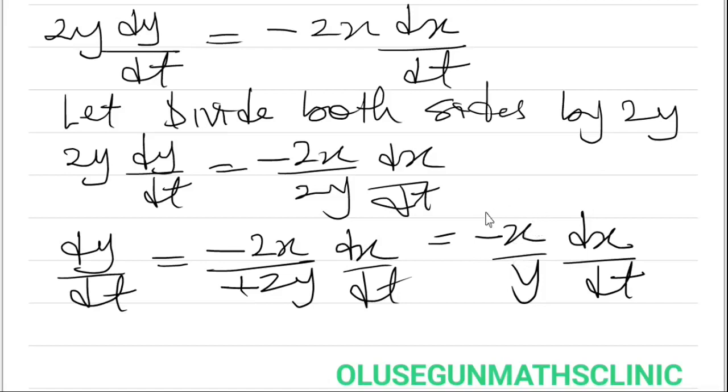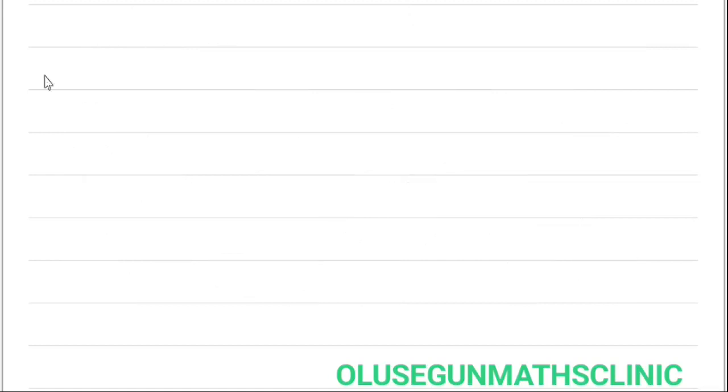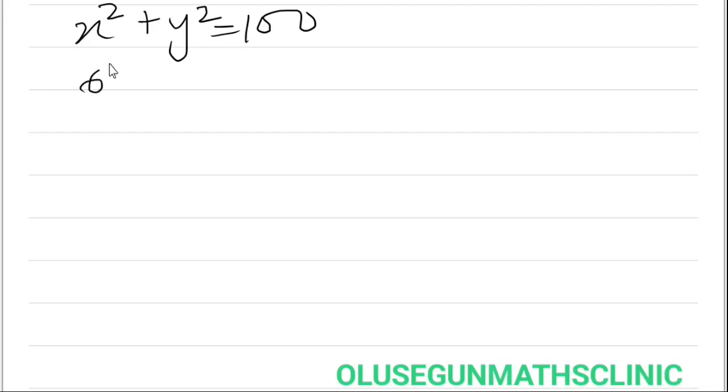Now, in being given the value of x, we deduce from the Pythagoras formula here that we have x squared plus y squared is equal to 100. Now, when x is 6 feet, it means 6 squared plus y squared is equal to 100.